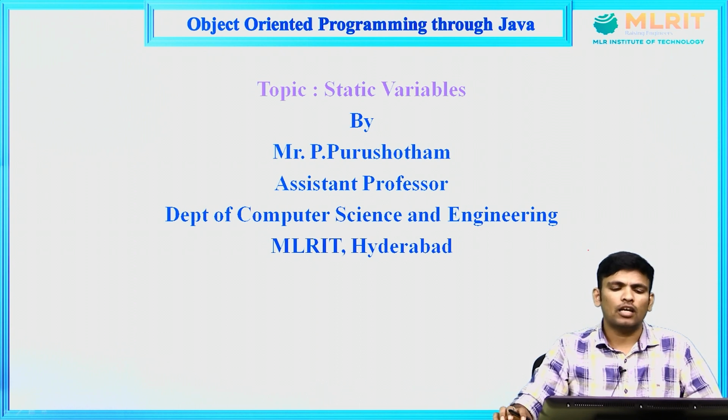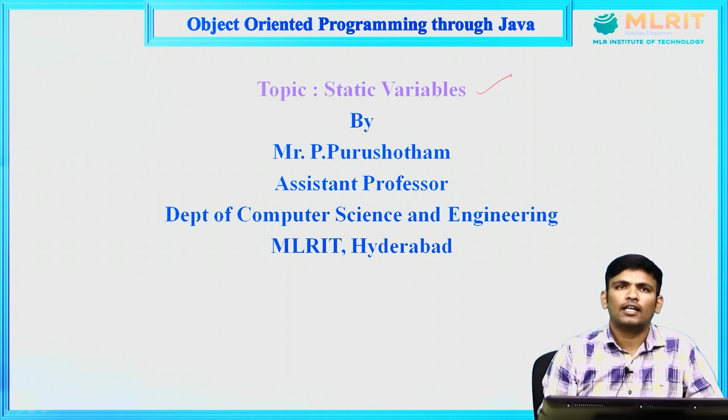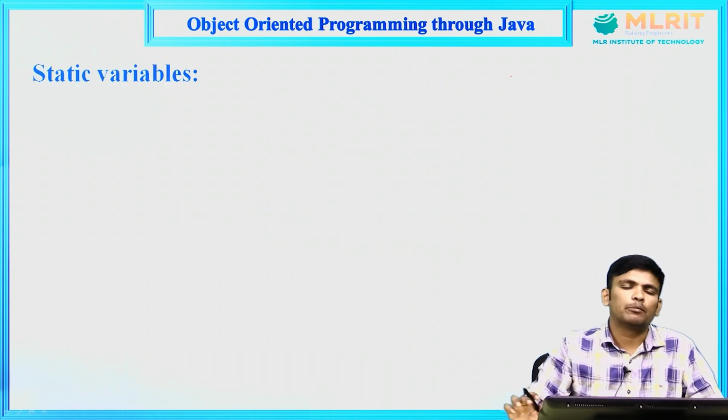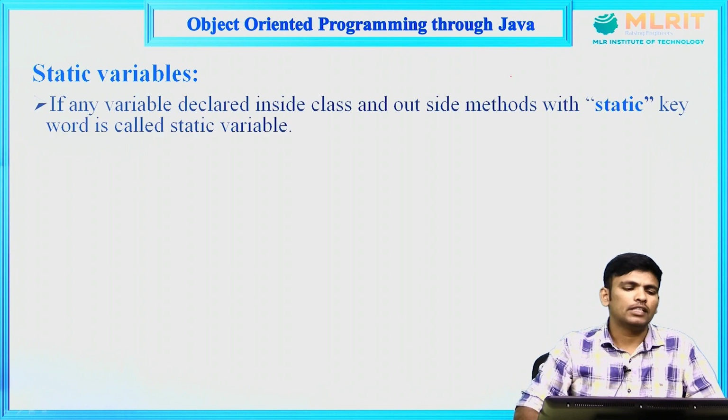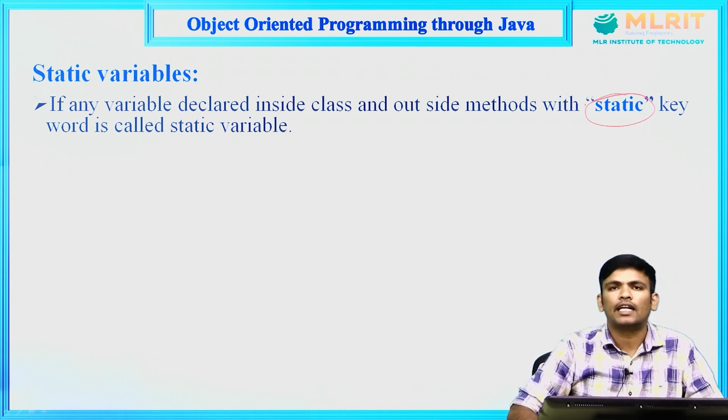In this session, I am going to talk about static variables. In the previous class, we already discussed local variables and instance variables. Now in this session, we are going to talk about a static variable. Now what is a static variable here? Static variable means if any variable is declared inside a class, outside a method, with a static keyword, then it is called a static variable. So instance variable and static variable, the representation is the same. The only difference is that in a static variable we use a static keyword.